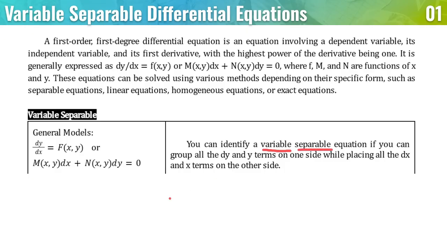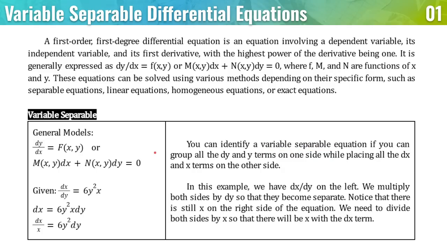So if you can group all the dy and y terms on one side while placing all the dx and x terms on the other side, it is variable separable. So for our given, dx over dy is equal to 6y squared x. You can move this to the right side of the equation, and then you move the x onto the left side. So you're going to notice that dx over x has all the x terms, and 6y squared dy has all the y terms. So this is our variable separable.